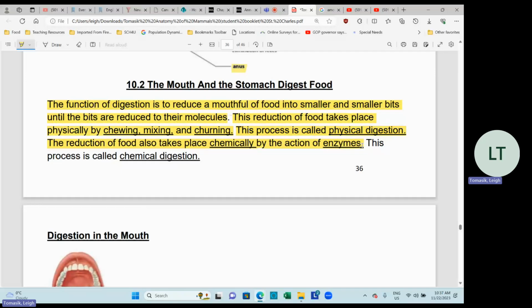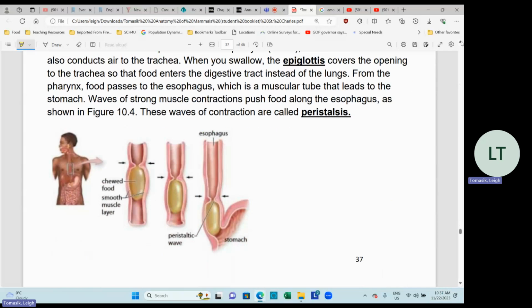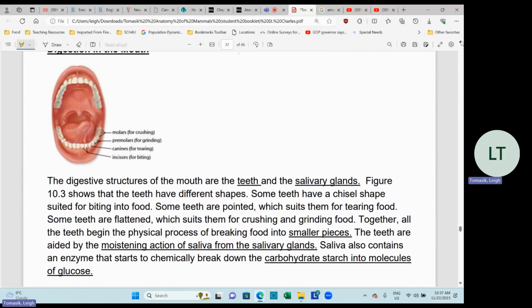Think about if you leave an apple on the counter of your kitchen. How long would it take to break down into molecules? A very long time. It would eventually, when it goes rotten, break down into small molecules. But we have enzymes to help us so we can get the energy from that apple quickly, right? And when we use enzymes to do digestion, it's called chemical digestion.